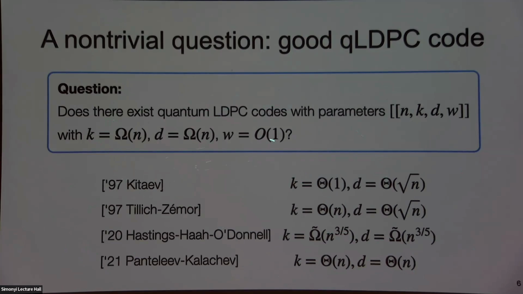So the first construction of these quantum LDPC codes was by Kitaev in '97. That gives you constant dimension, but square root distance. Afterwards, in the same year, this was improved to a linear dimension, but the distance is still square root. And it's pretty much the same over the next 20 years. The distance only improves by at most a polylog factor. It was only in about 2020 that the square root barrier was broken and you really get a polynomial improvement.